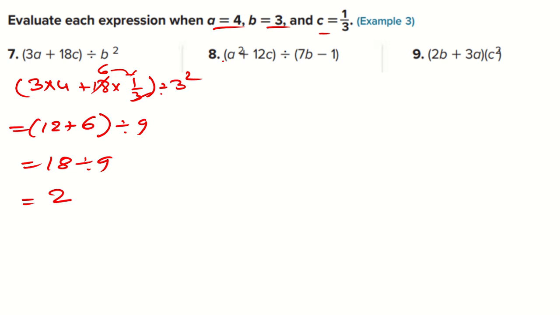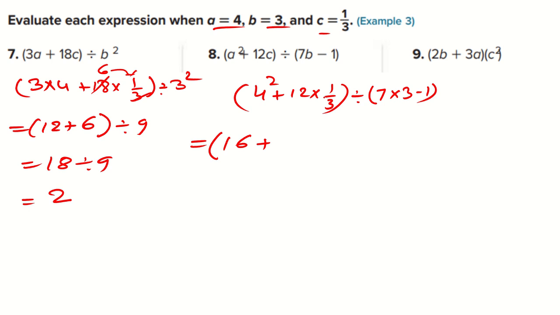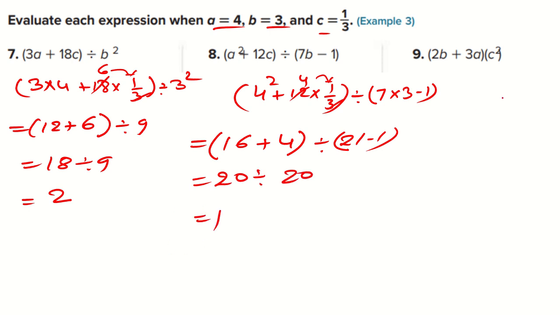Okay. Now another one is a square means 4 square, plus 12 multiply c means 1 over 3, divided by 7b means 3, minus 1. It is 4 square means 16 plus 12 divided by 3 means 4, and 4 multiply 1 is 4, divided by 7 multiply 3, 21 minus 1. 16 plus 4, 20, divided by 20. So this is 1. Okay.